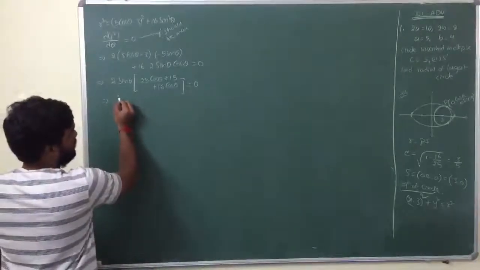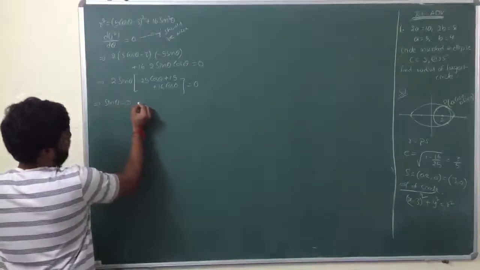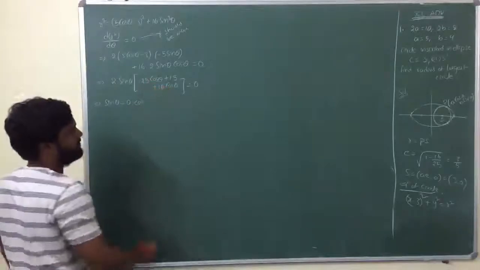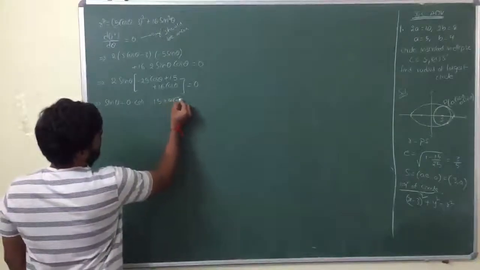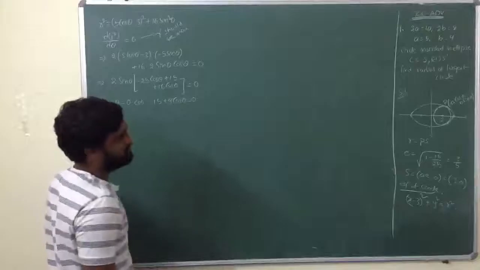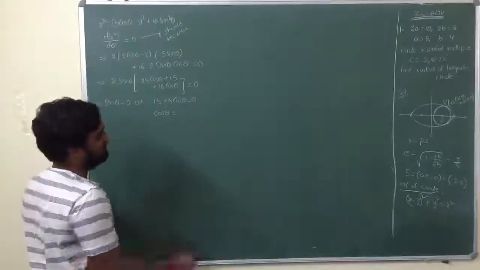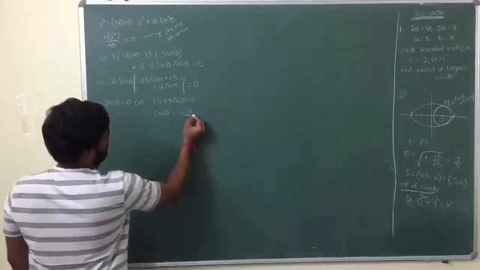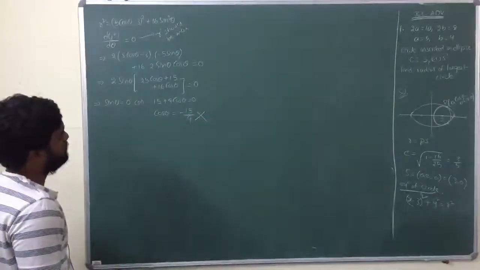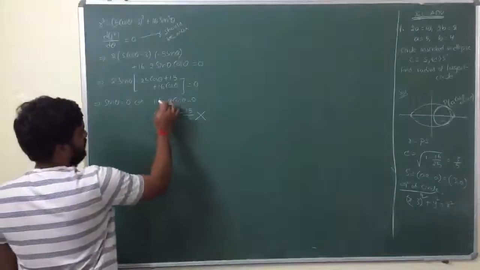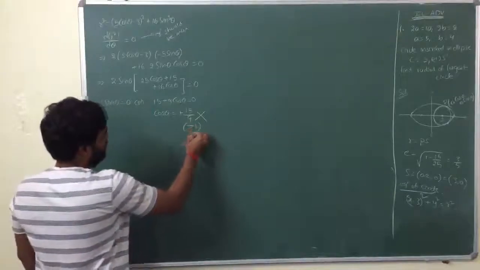Now, either sin theta is 0 or 25 minus 16, 9. So 15 plus 9 cos theta is equal to 0. So cos theta I will be getting as minus 15 by 9. This is not even possible. Even 15 by 9 is not possible because this is greater than 1.